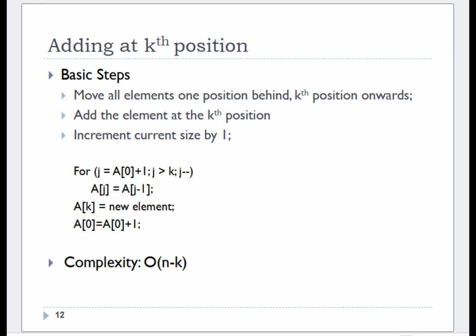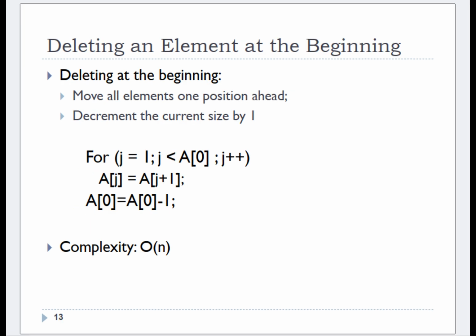11. Adding at the kth position. Basic steps: move all elements one position behind, from the kth position onwards, add the element at that position, and increment the current size by 1. for (j = A[0]+1; j > k; j--) A[j] = A[j-1]; A[k] = new element; A[0] = A[0]+1. Complexity: O(N-k).